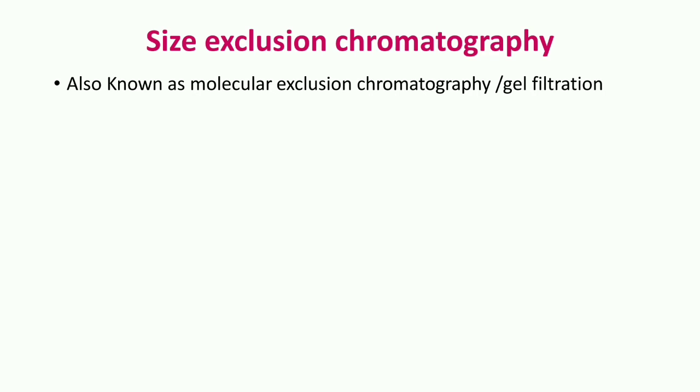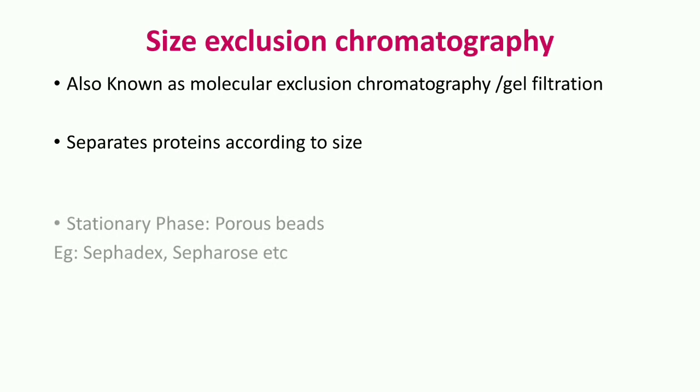The second technique which we use for separation of enzymes or proteins on the basis of molecular size is size exclusion chromatography. Size exclusion chromatography is also known as molecular exclusion chromatography or gel filtration chromatography. It is also known as molecular sieve chromatography. So, as I said earlier, it separates enzymes mainly on the basis of their size.